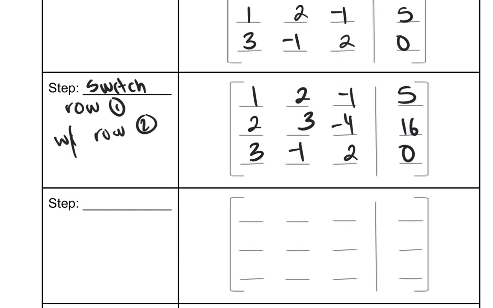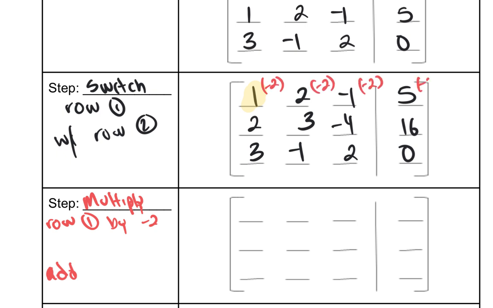Cool. Now that we switched, we're going to make sure that we have a 0 here. I have the 1 where I need it. Now I need a 0 here. So when you need a 0, you multiply and add. So in this case, I'm going to multiply row 1 by negative 2. Negative 2 because I need to get rid of this 2. So it has to be the same number, opposite sign. And I'm going to create it from here. So multiply here by negative 2, and we're going to add that to row 2. So drop and add.